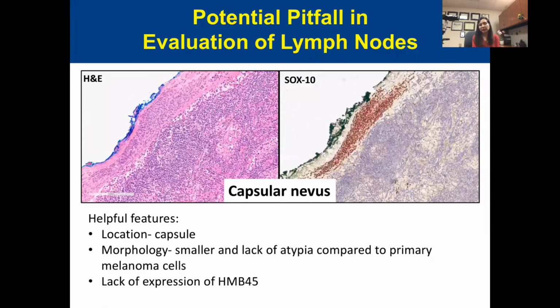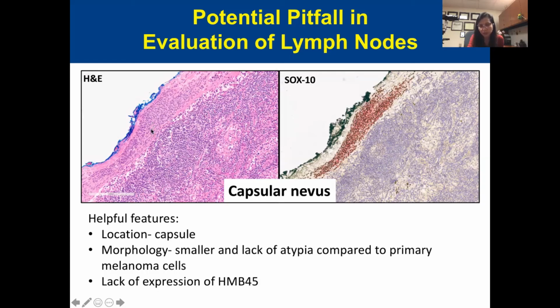Another pitfall is the misinterpretation of capsular nevus as metastatic melanoma. As you see here, this is a very thick capsular nevus, it's large, and this is highlighted with SOX10. So how can we differentiate the capsular nevus from metastatic melanoma? The helpful features which favor capsular nevus is the location, right?